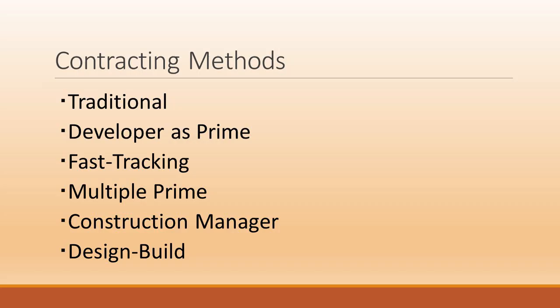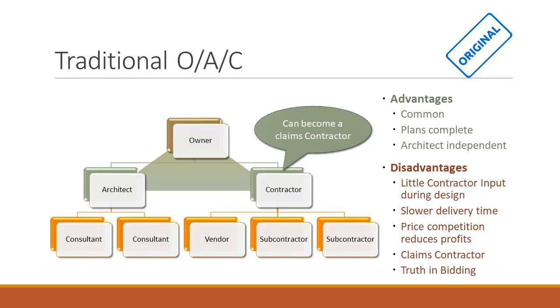All right. So different types of contracting methods. These are the little pie charts or bubble diagrams we've talked about a million times. This is your triangle. Owner on top, two lines to the architect and contractor, and then what's under their respective umbrellas. Vendors and subcontractors are under the contractor, and the consultants are under the architect. This is the most traditional model that you'll see over and over.